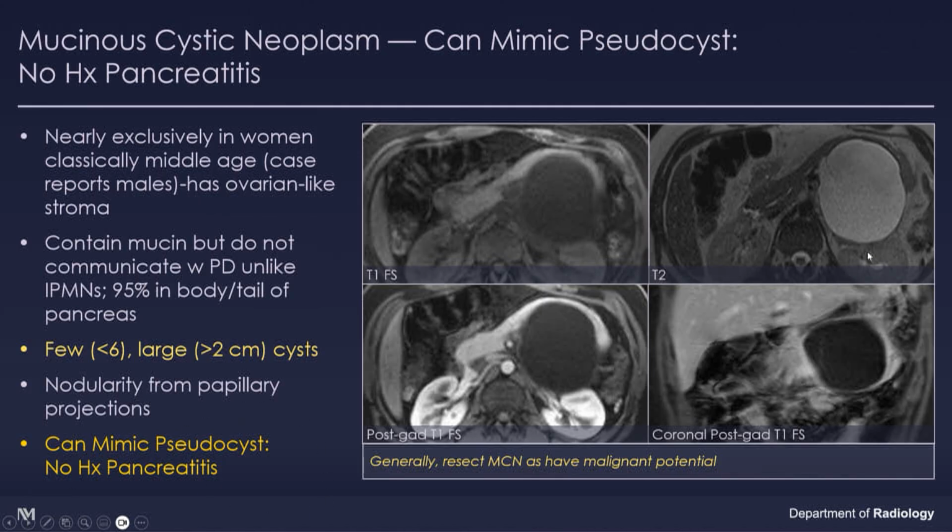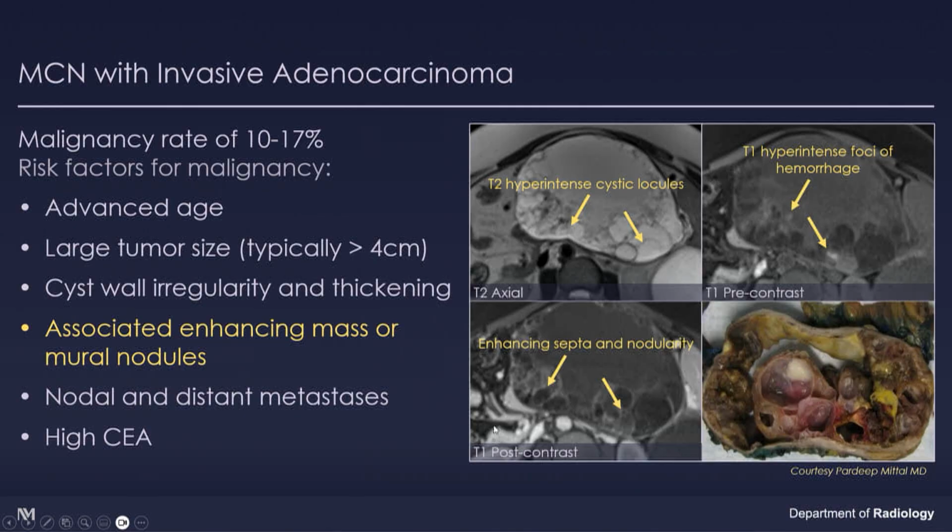So this looks fairly innocuous, fairly benign. Looks like a pseudocyst or walled-off necrosis, but the key feature here is the patient did not have any history of pancreatitis. So generally, these are resected because of their malignant potential. Mucinous cystic neoplasms can develop into or have invasive adenocarcinoma. It's been reported as 10 to 17%.